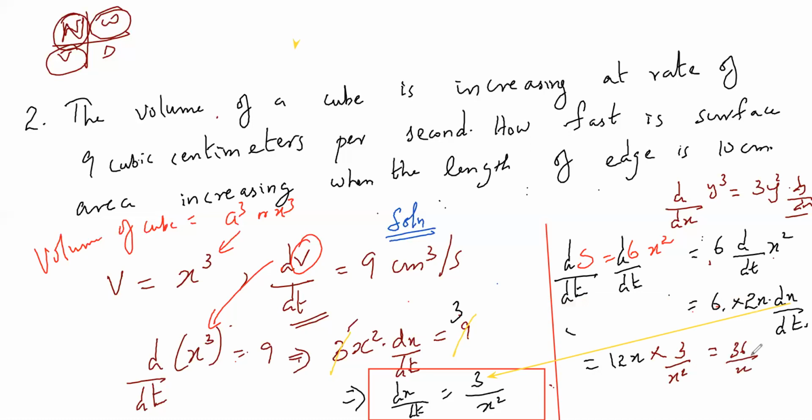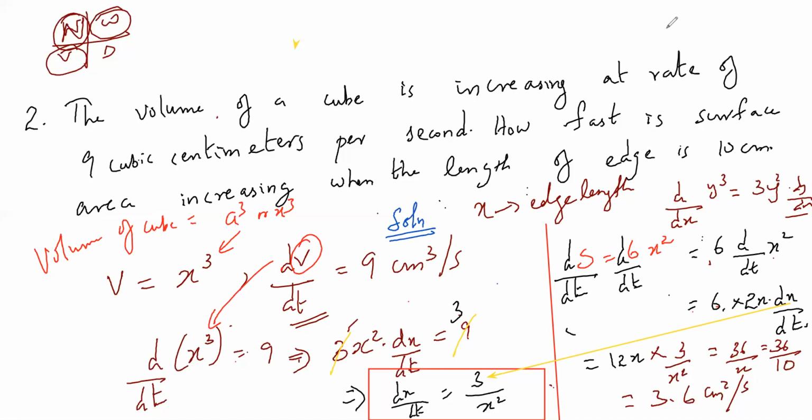Now what is my x given? What is my x? My x is nothing but the edge length. Edge length is my x. So x is 10. So it is 36 by 10. The answer is 3.6. This is the surface area change, which means centimeter square per second. So I'm not doing any other thing. I'm strictly following according to the question itself.